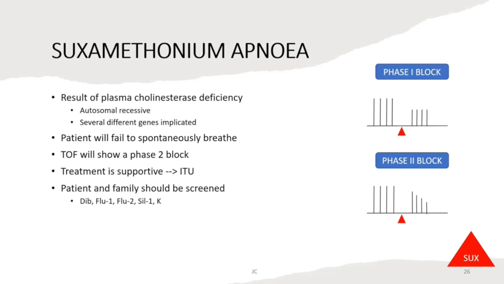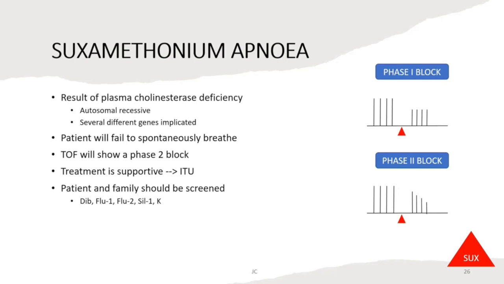Just a bit about some conditions related to SUXAMETHONIUM. So one is SUXAPNEA, and this is a result of a deficiency in plasma cholinesterase. It's autosomal recessive, so you need two of the bad alleles in order for it to have any significant effect. And there are several different genes implicated. And what you notice in these patients is that they'll just fail to spontaneously breathe.